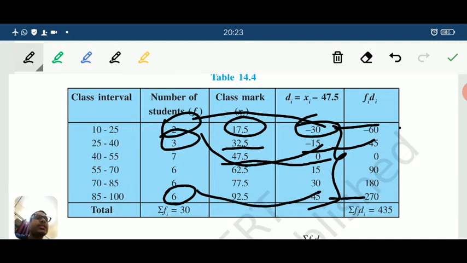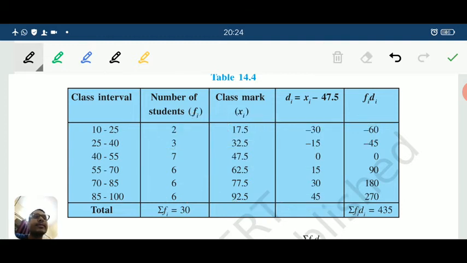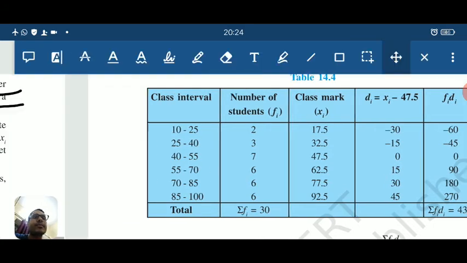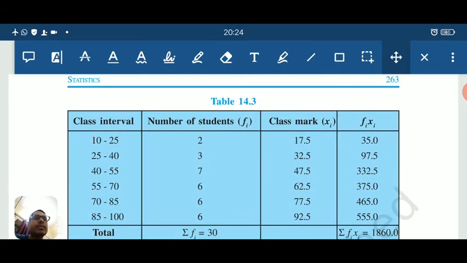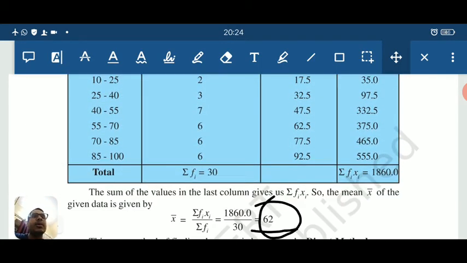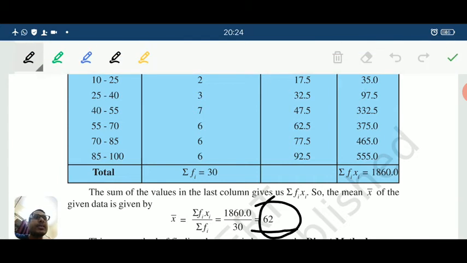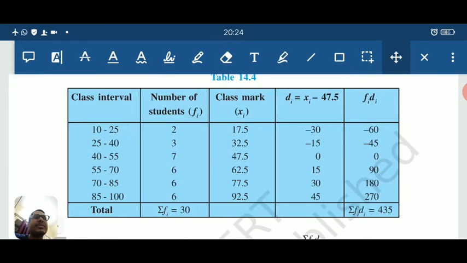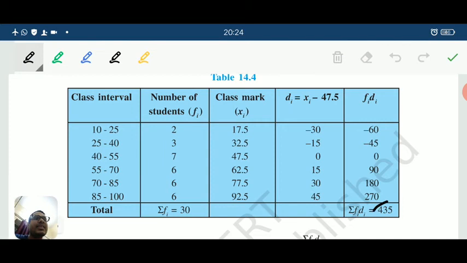Now see the differences here. In the earlier part, the sigma of fi xi was 1860, right? And in this particular table the sigma of fi di is quite smaller, 435. So this is what the magic is all about, by using different kinds of methods for finding the mean.